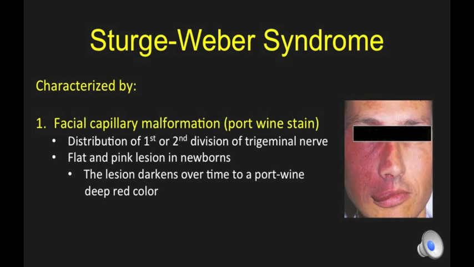Sturge-Weber syndrome is characterized by facial capillary malformations known as port wine stains. These occur in the distribution of the first or second division of the trigeminal nerve. They start off as flat, pink lesions in newborns, and they darken over time to a deep red port wine color.